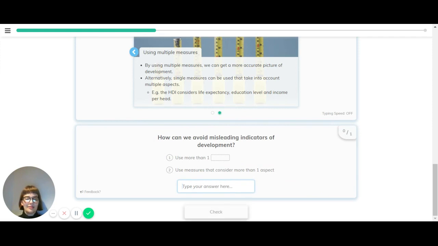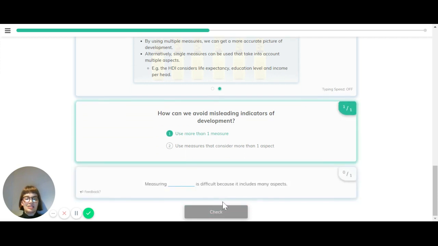Let's quickly recap that. How can we avoid misleading indicators of development? We can use more than one indicator. We can use measures that consider more than one aspect.